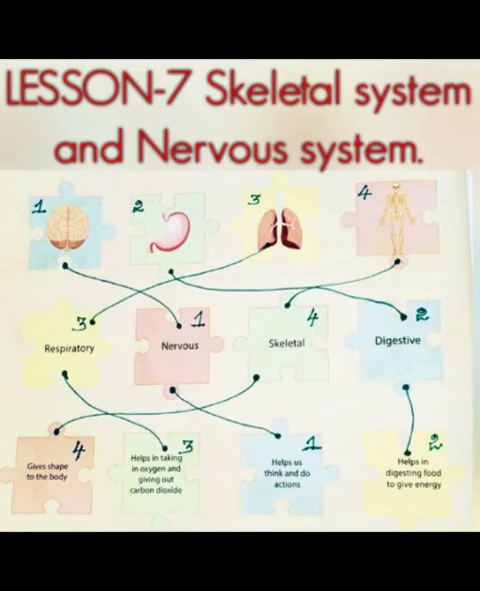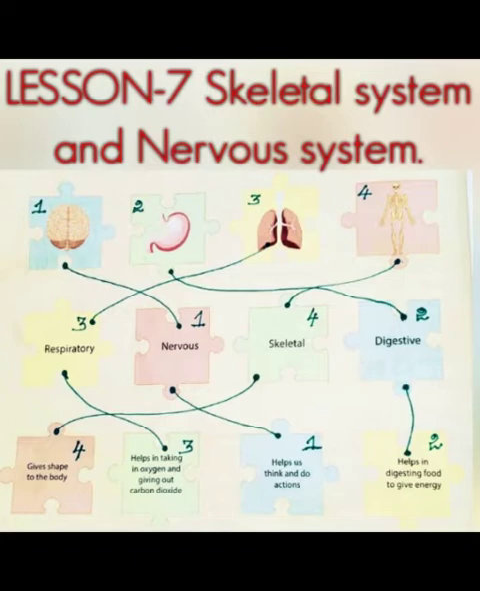What's the main organ of the respiratory system? Lungs. So, the third one is linked to respiratory system. Then, what is the main organ of the skeletal system? Bone. So, the fourth one matches to skeletal system.